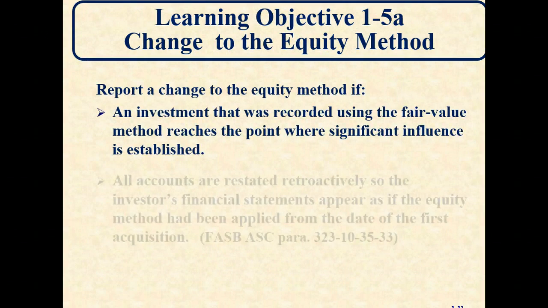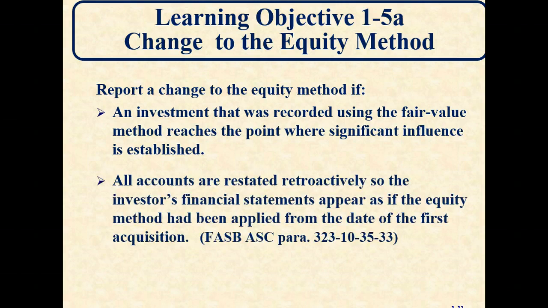Now, if we start out in one fashion and we don't have significant influence, but then over the course of a year or two or three, we gain enough ownership that we then do have significant influence, then we've got to change the manner in which we've been doing the financial statements. So when we do have significant influence, we're going to have to go back and retroactively restate those financial statements so they can be comparable. So how do they determine when that significance?